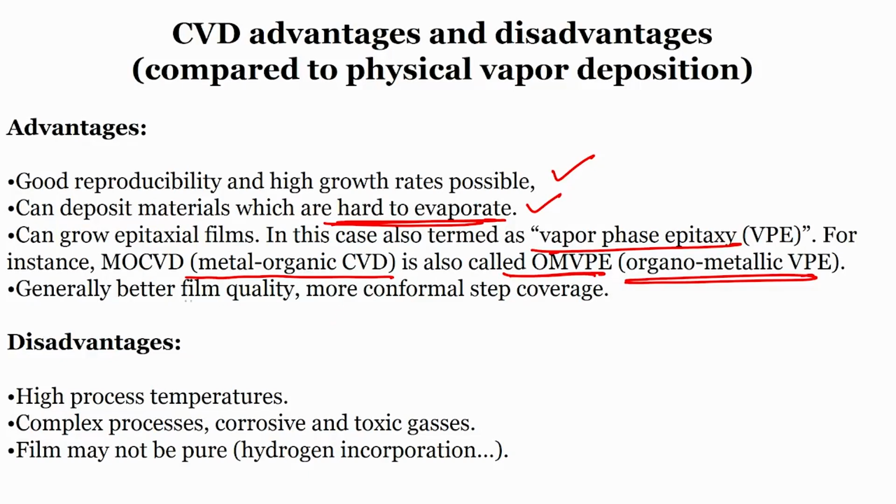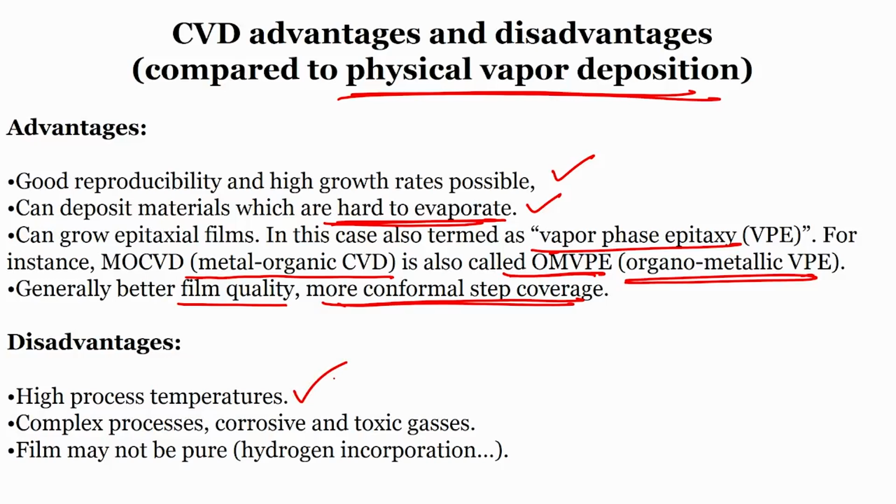Generally there is better film quality and more conformal step coverage. Step coverage is better in CVD compared to PVD. What are the disadvantages? The first disadvantage is high process temperatures, greater than 700 degrees centigrade. The second is complex processes with corrosive and toxic gases, so you have to be careful.